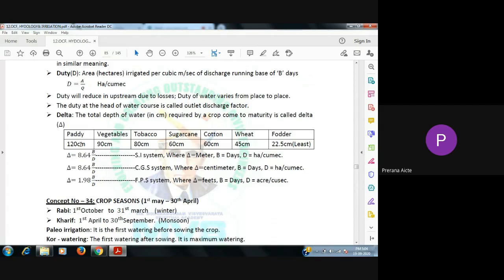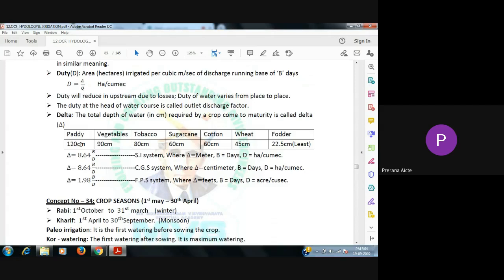Then from which we are supposed to supply 1 cubic meter per second of water. Area units are hectare, discharge units are meter cube per second. So if you combine them, the units of duty equal hectare per cumec. Cumec is nothing but meter cube per second.